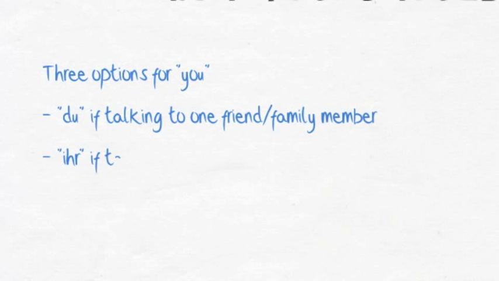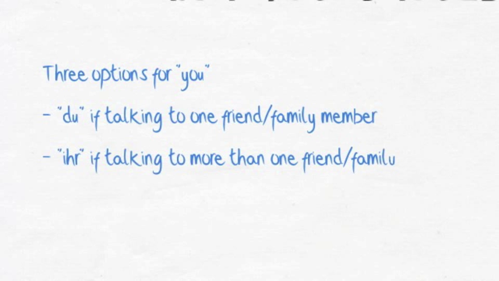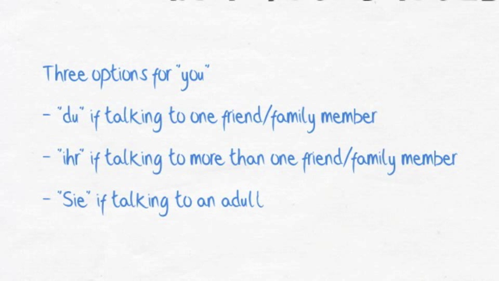If you are talking to one person you call by their first name, in other words, a good friend or a family member, then you will use the word du. If you are talking to more than one person you call by their first names, then you will use the word ihr. If you're talking to an adult, or to multiple adults, in other words, people you call by their last names, then you'll use the word Sie. Let's go into a little more detail.